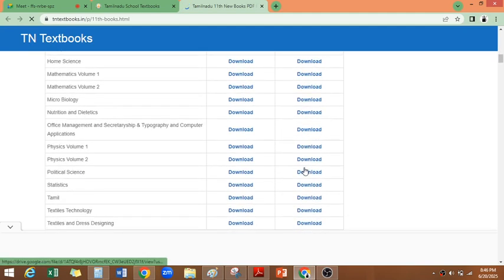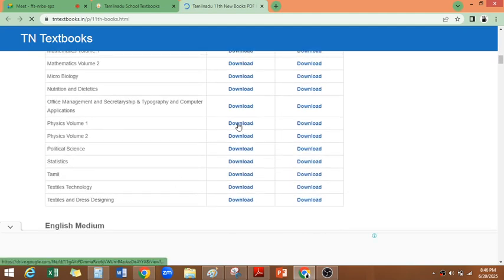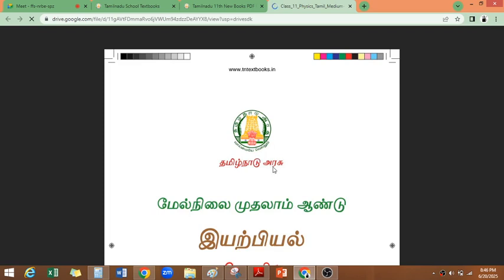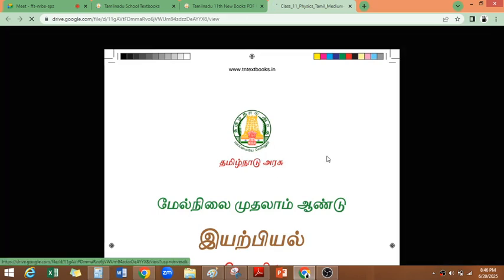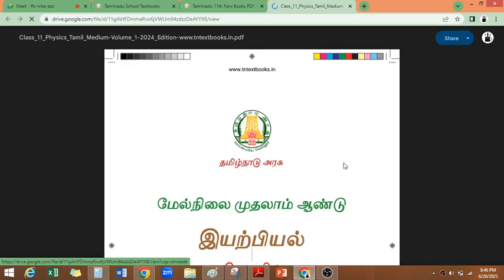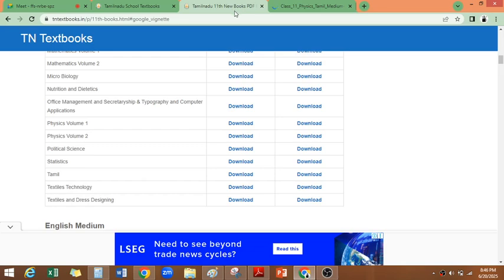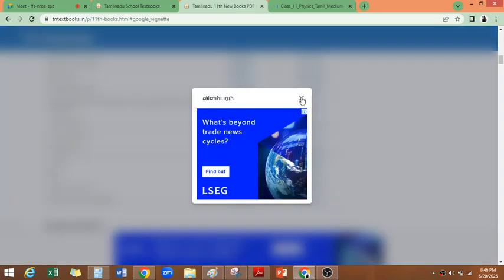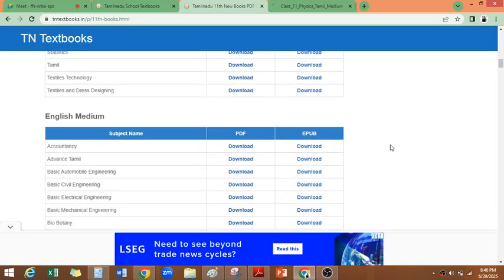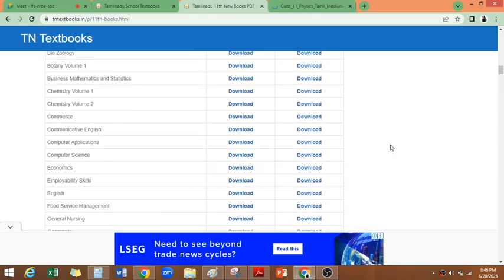PDF input. Okay, physics 1. Why is it coming as a Tamil medium book? Where should I go for English? Oh, this is English medium. Okay.